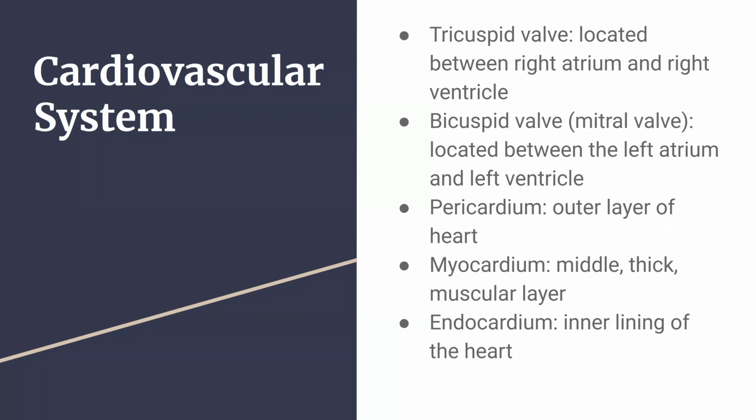The tricuspid valve is located between the right atrium and the right ventricle. And the bicuspid valve, or the mitral valve, is located between the left atrium and the left ventricle. Then you have the pericardium, which is the outer layer of the heart. And you have the myocardium, which is the middle thick muscular layer. And the endocardium is the inner lining of the heart.